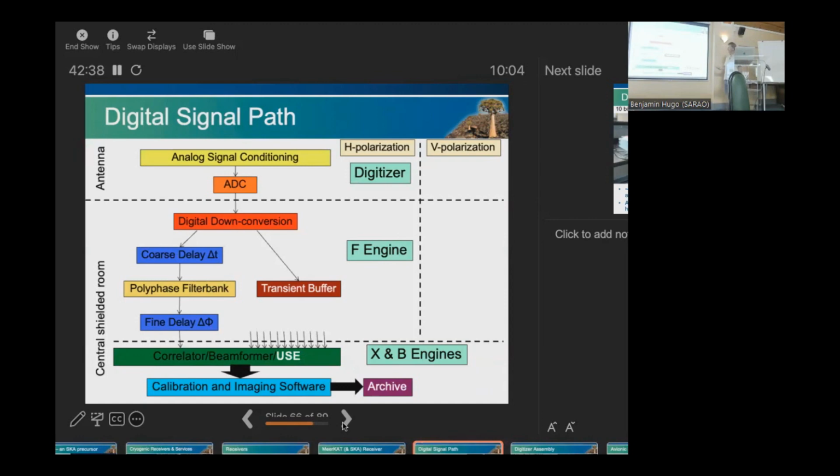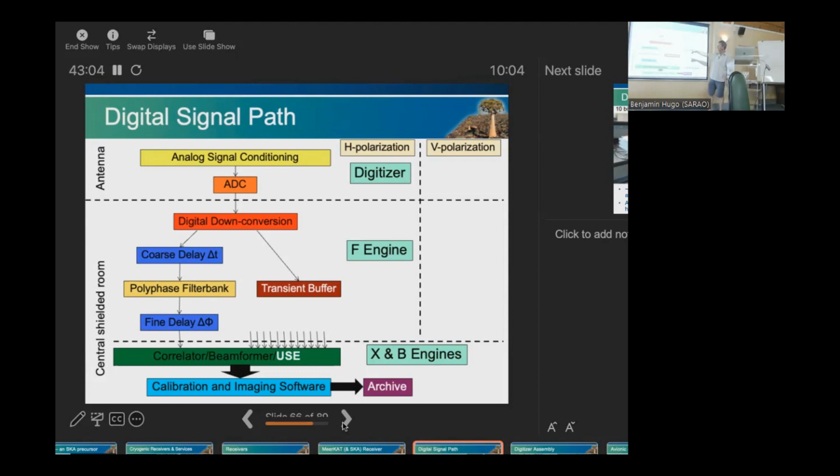The first thing we do is the signals, while they're still analog, need to be conditioned a little bit. Those of you who know about sampling, we need a Nyquist filter in there to Nyquist band limit the signal. It goes into an analog to digital converter, and then through digital down conversion, which basically shifts the signal frequency band down to a lower frequency where we can deal with it.